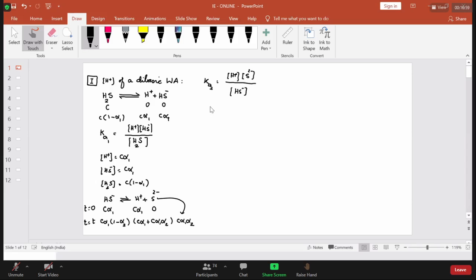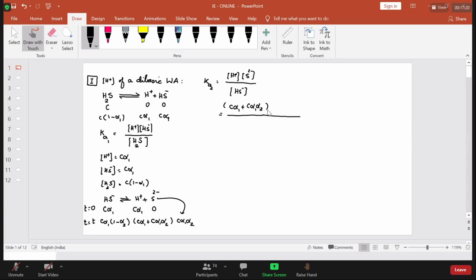Right? Now, what is the discussion? K2, whatever number is given to you, will be given in the examination. What is the H plus ion concentration? In the second stage, it is C alpha 1 plus C alpha 1 alpha 2. Right? This is the H plus ion concentration.